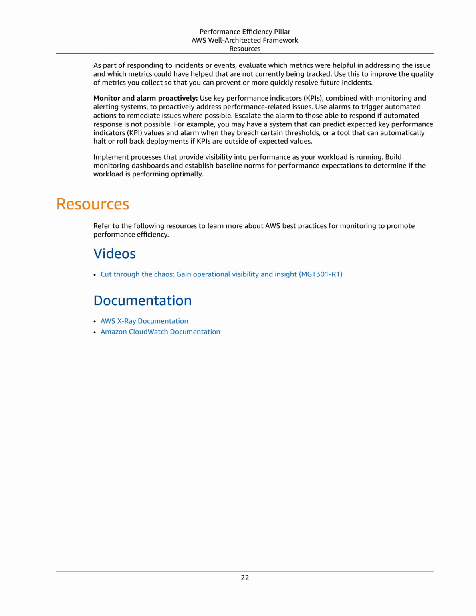For example, you may have a system that can predict expected key performance indicator, KPI, values and alarm when they breach certain thresholds, or a tool that can automatically halt or roll back deployments if KPIs are outside of expected values. Implement processes that provide visibility into performance as your workload is running. Build monitoring dashboards and establish baseline norms for performance expectations to determine if the workload is performing optimally.